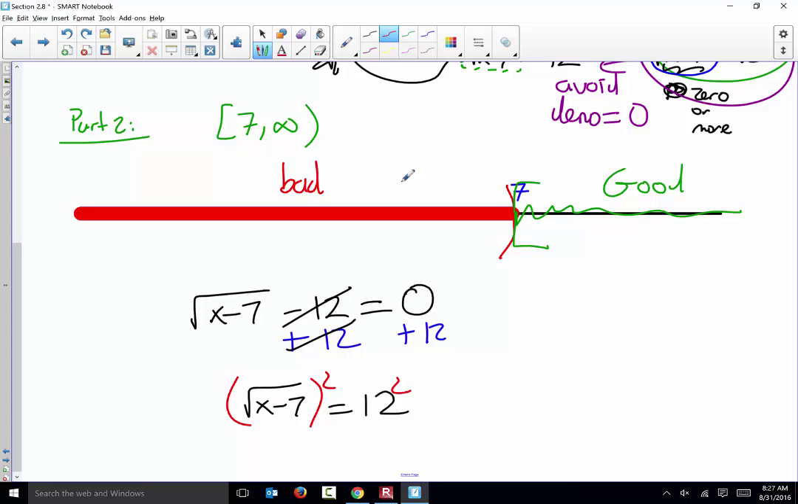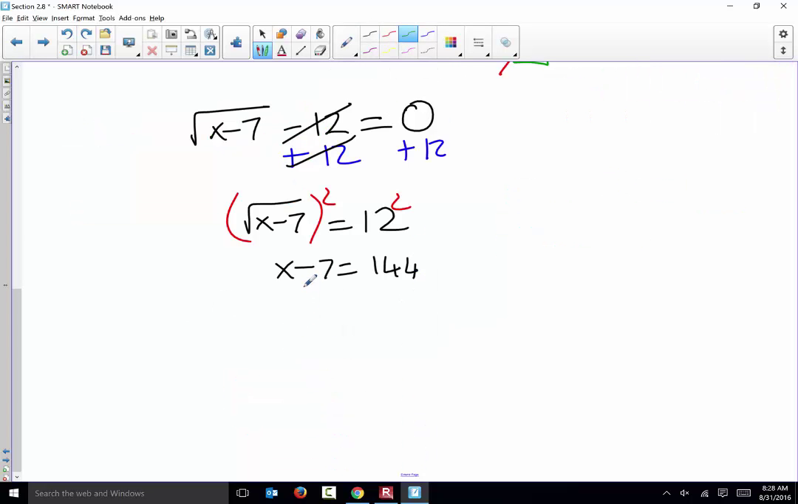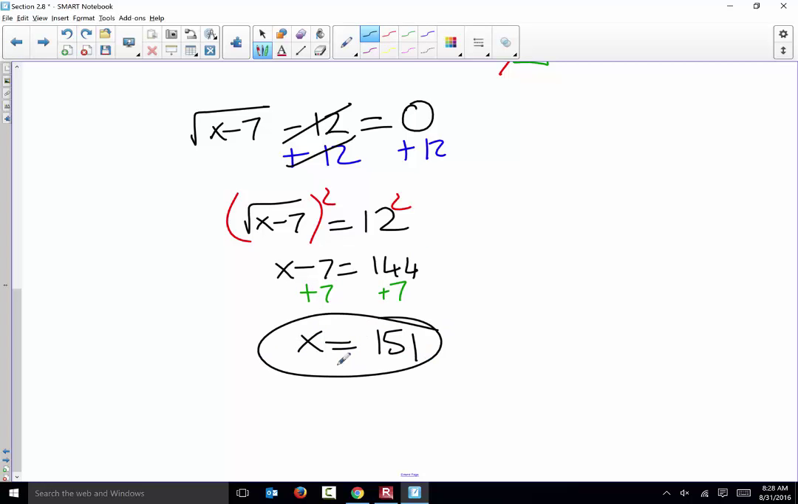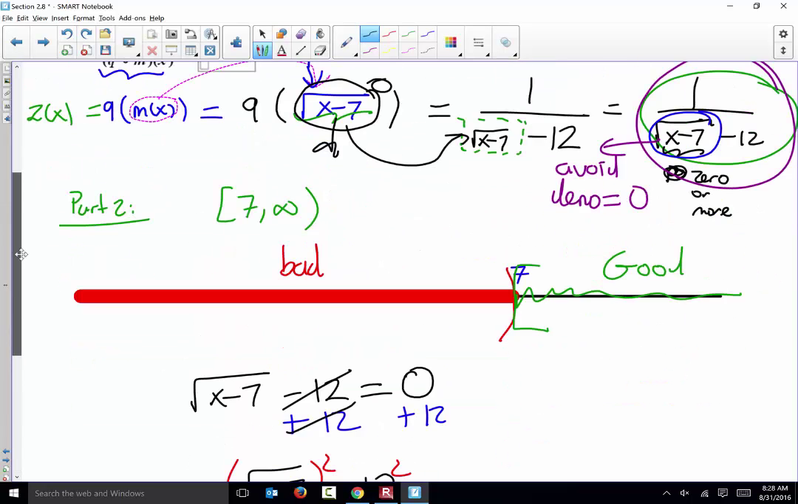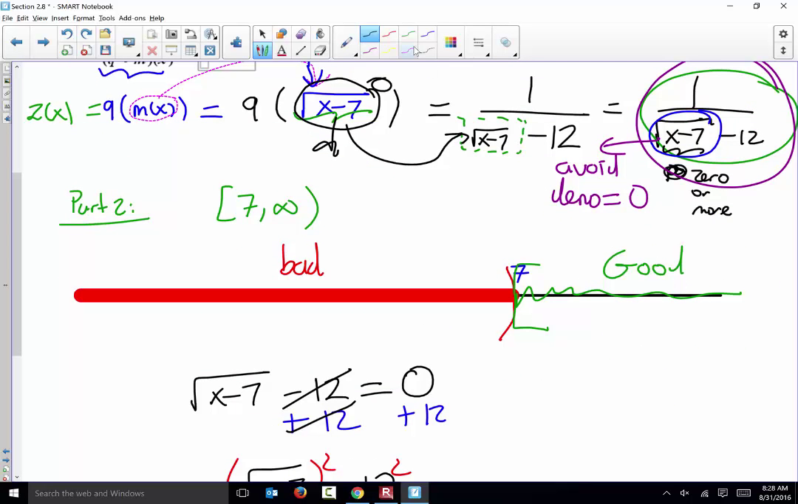Perfect. What is the square root of 12? 24. Good. And then I add 7 to both sides. And voila, you caught the bad guy. 151. It was hiding among the good people. Where is 151? Here, it makes our function sick. When I enter 151, I get 1 over 0, undefined. So I need to exclude it.